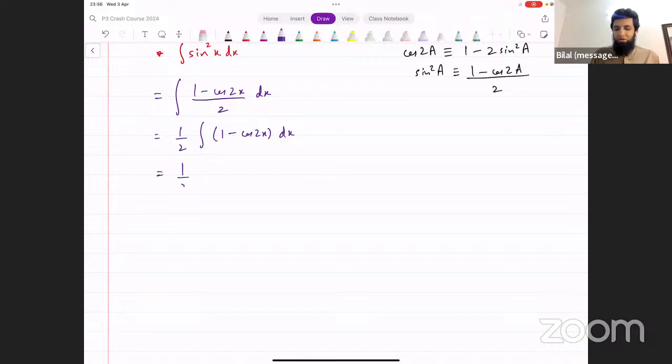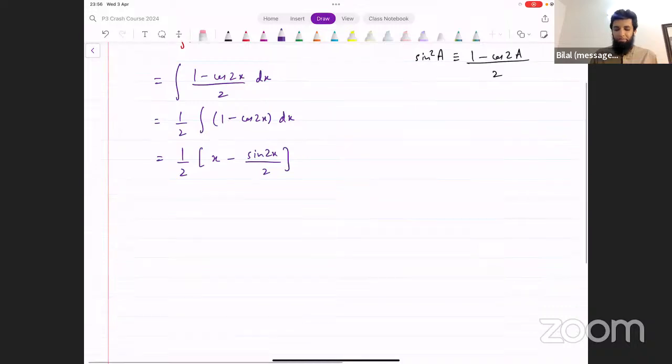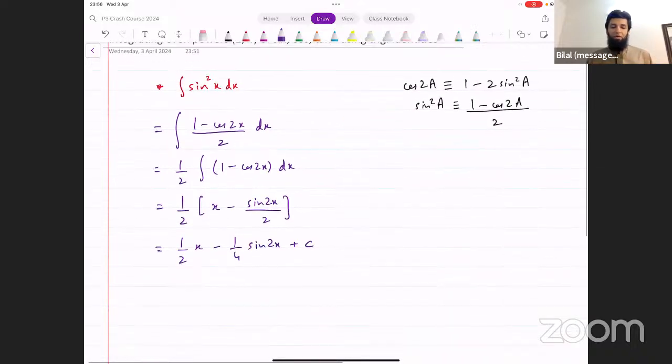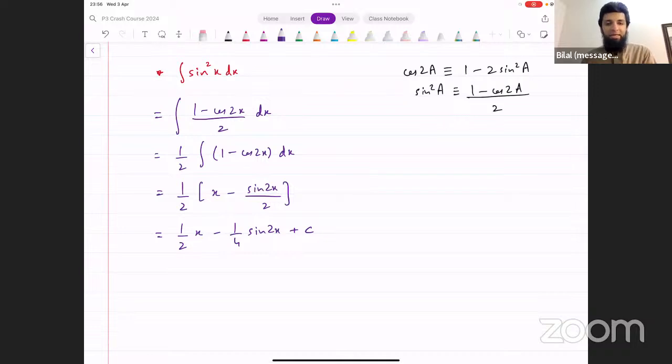Now, what's the integration of 1 minus cos of 2x? What's the integral of 1 with respect to x? 1 with respect to x, that will be x. Integration of cos 2x, cos integrates to sine and becomes sine 2x over 2. And the final result turns out to be 1 over 2x minus 1 over 4 into sine of 2x plus c. So sine square x is integrated using the double angle identity of cos like this.